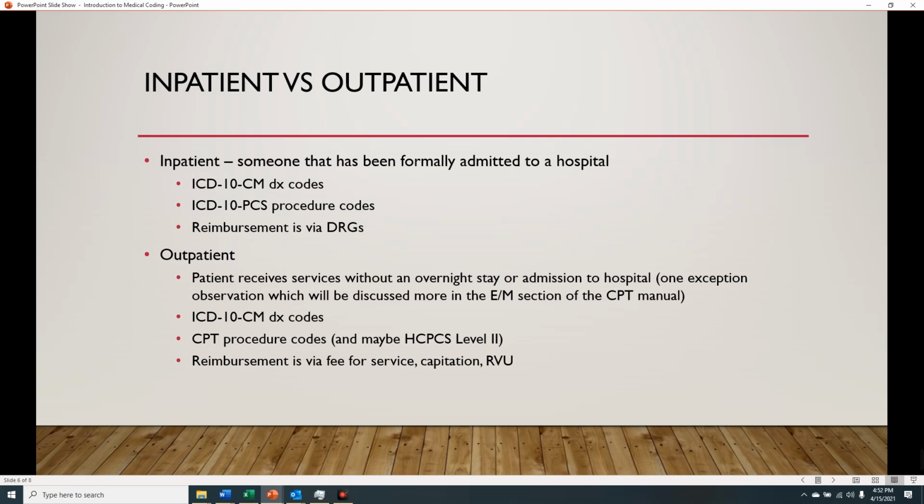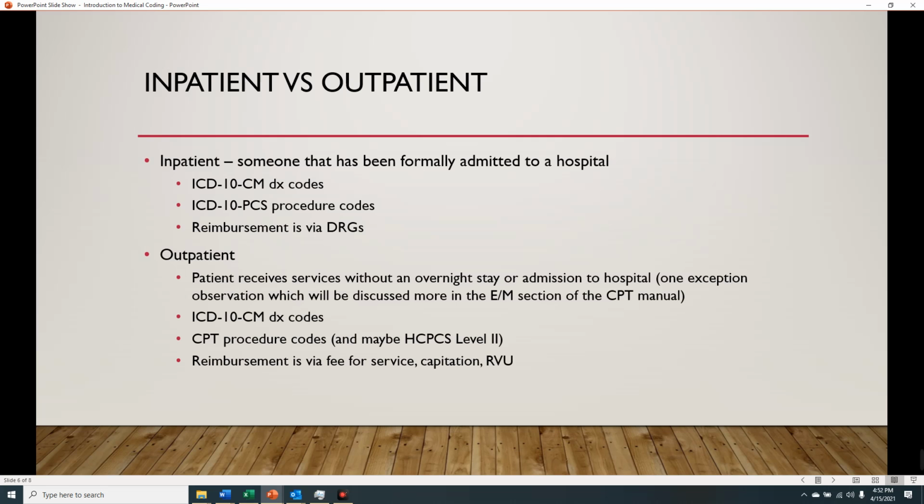So then we have our outpatient services, and that's when we have patients that receive services without an overnight stay or are not formally admitted to the hospital. Now, I do preface saying that there is one case in the CPT manual where a patient could be spending the night in the hospital and not formally admitted because they're in observation. There is an observation section that is kind of umbrellaed under the emergency department, but we'll talk more about that when we get into the evaluation and management section in the CPT manual.